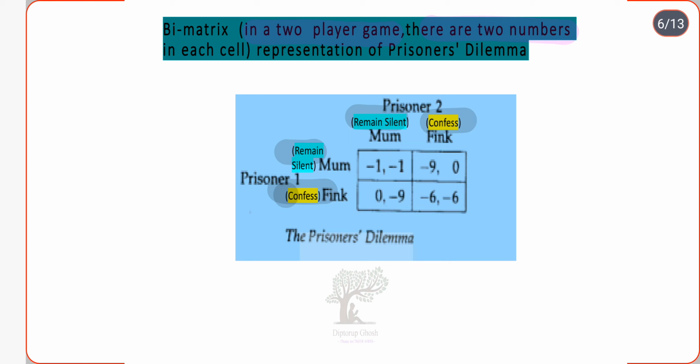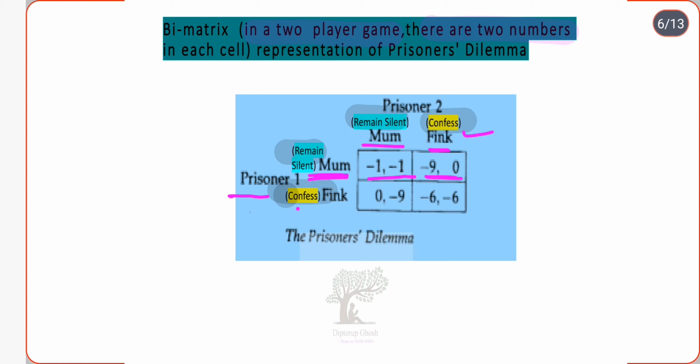Now, if prisoner 1 remains silent, that is, to be mum, and prisoner 2 also remains silent, they both get 1 year of imprisonment. If prisoner 1 remains silent, and prisoner 2 decides to think, that means to confess, then this is the payoff. That means 9 years of imprisonment for prisoner 1, who was silent, and 0 years of imprisonment for the prisoner who was confessing.